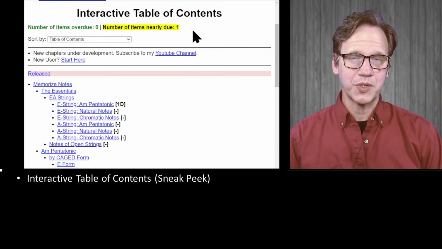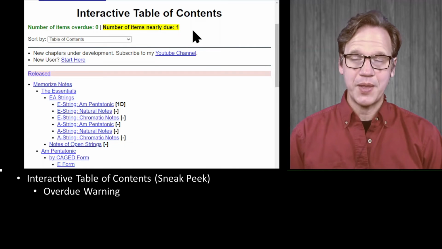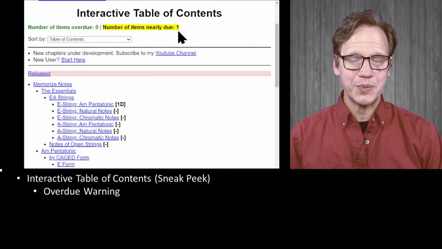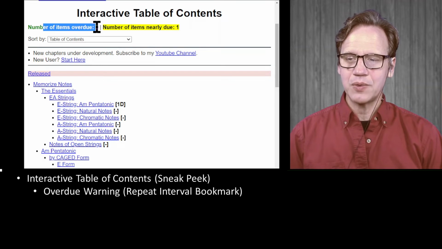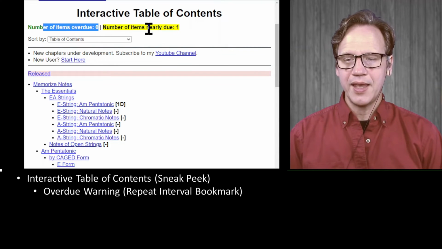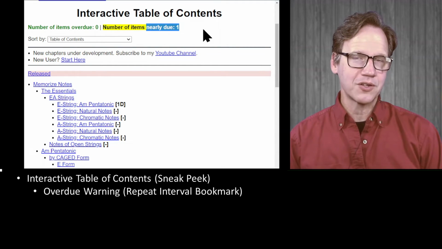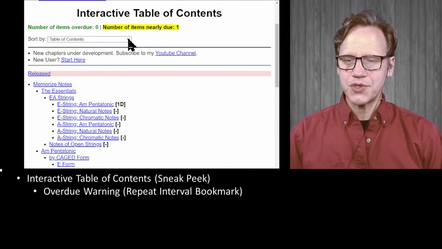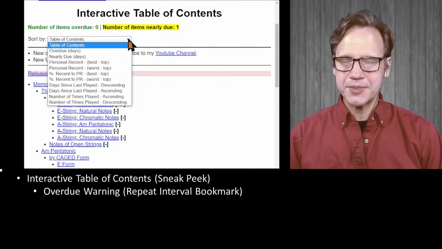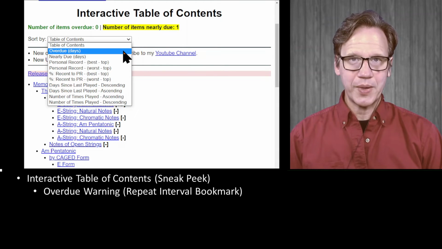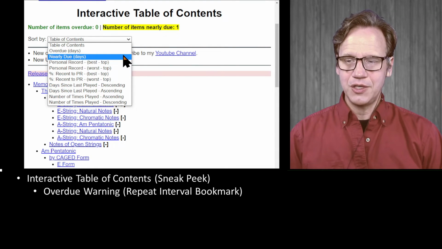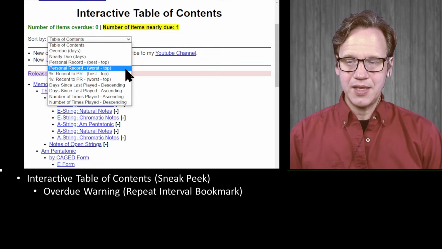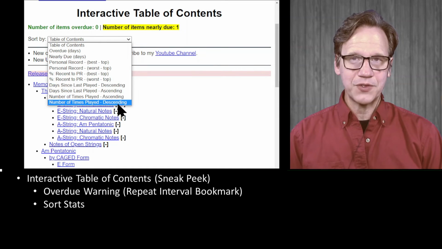The repeat interval bookmark was set for 1 day. If it's been more than a day since that's been played, it would notify you up here that it's overdue. And items that are nearly due, within like the next 12 hours or something like that. So if you go to the drop-down menu, you can sort by overdue items, you can sort by nearly due items, and you can also sort by different statistics.